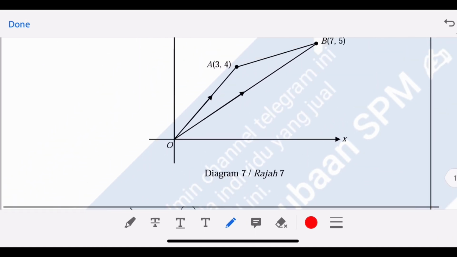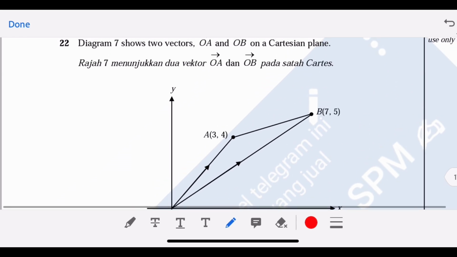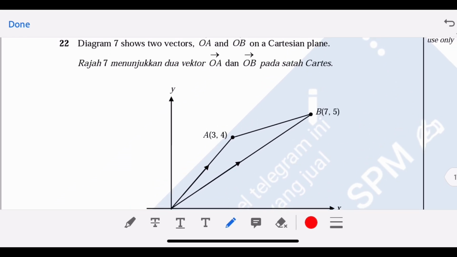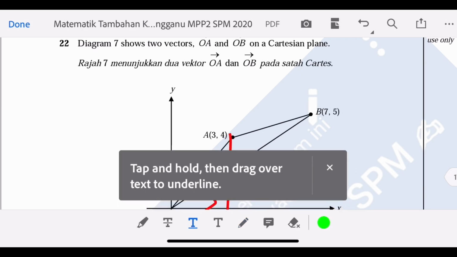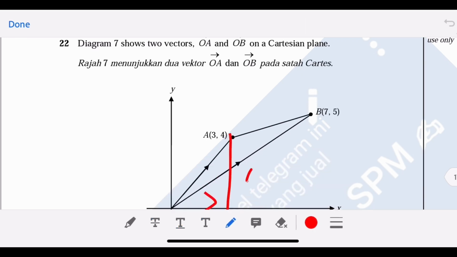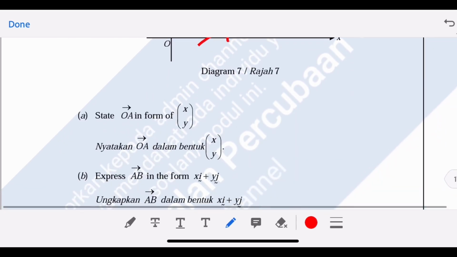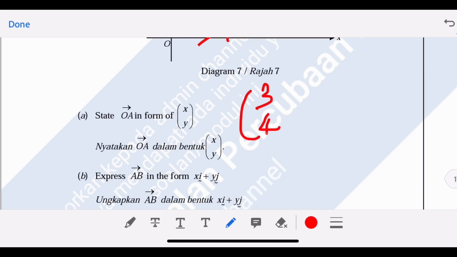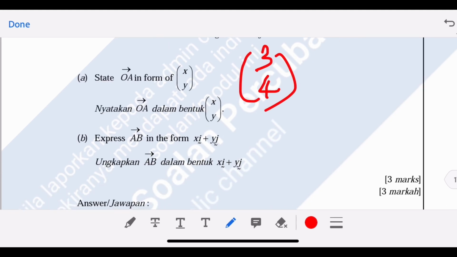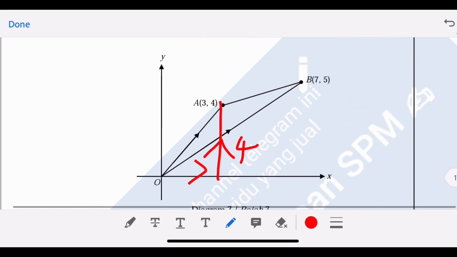For this one, vector is very straightforward. You're asked to write the vector in terms of a column vector. So you just draw a triangle, the triangle law. You just follow the x-axis and the y-axis. To the right is positive, upward is positive. So it's the column vector 3, 4.